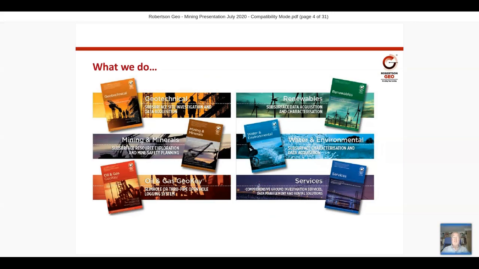So we specifically develop and manufacture our own geophysical logging equipment, and we work across multiple sectors, notably mining, geotechnical site investigation, groundwater and environmental, renewables, doing a lot of work with wind turbine site investigation. We're active in the oil and gas sector, and we also have a service division that goes out on site to conduct site investigation, be that underground in a mine, or a new railway for a geotechnical investigation. So we're very much a multiple sector company.